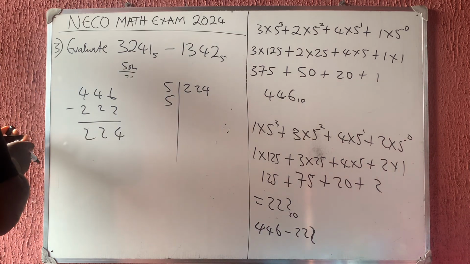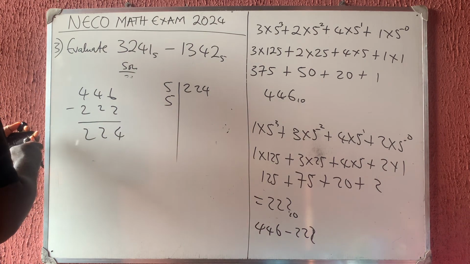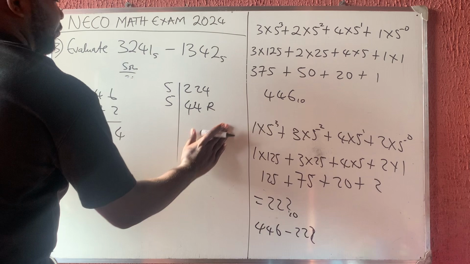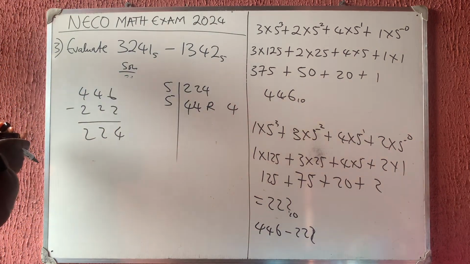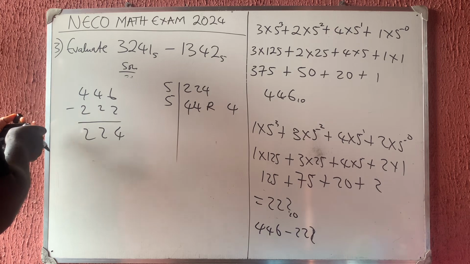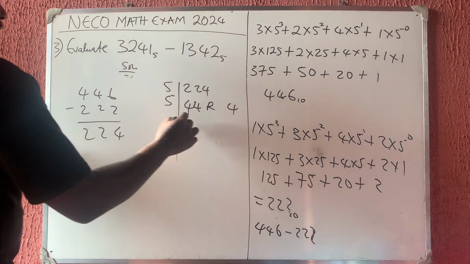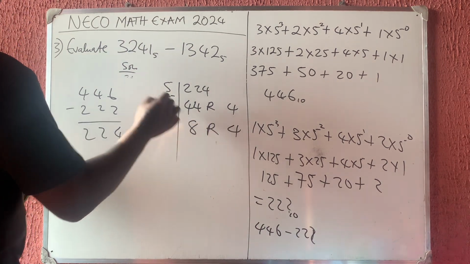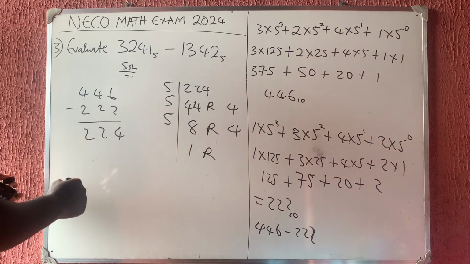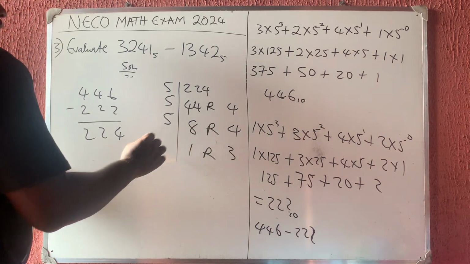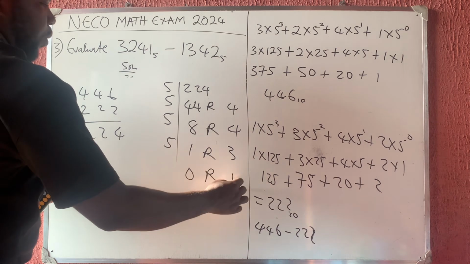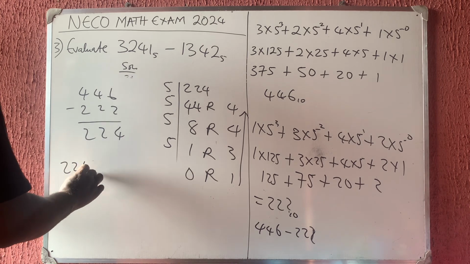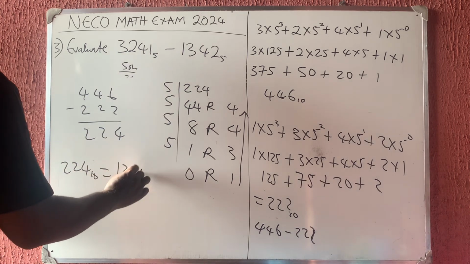So if we say 224 divided by 5, I'm going to have 44 remainder 4. Again 44 divided by 5, I'm going to have 8 remainder 4 again. Then 8 divided by 5, I have 1 remainder 3. Then 1 divided by 5, I have 0 remainder 1. So you see that my answer is the same thing. Which means 224 base 10 is the same thing as 1344 base 5.